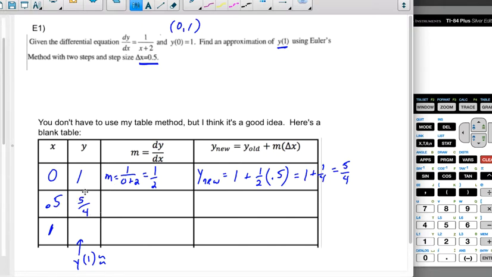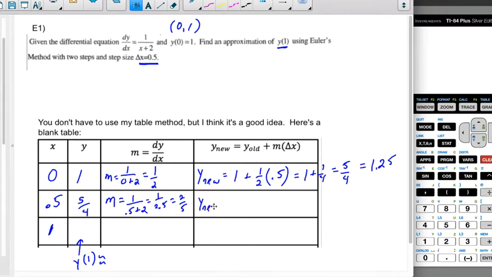So now I have this new point, and I'm going to go through the same process. I'm going to find a slope at that new point. Well, this is 1 over x plus 2, right? So that's 1 over 2.5, or 1 over 5/2, right? So 1 over 5/2 would be 2/5. Again, you can write it as a decimal if you like that better. It's up to you. If you wanted to write this as 1.25, you certainly could, right?